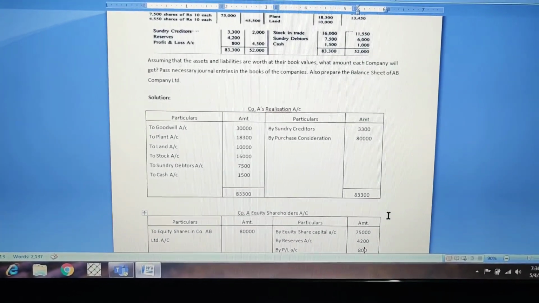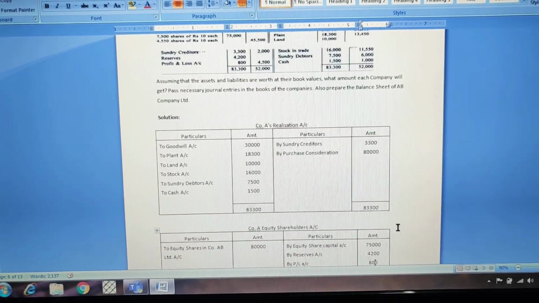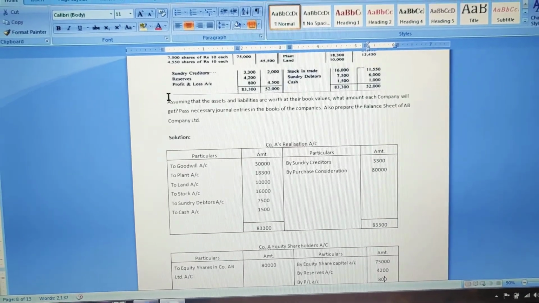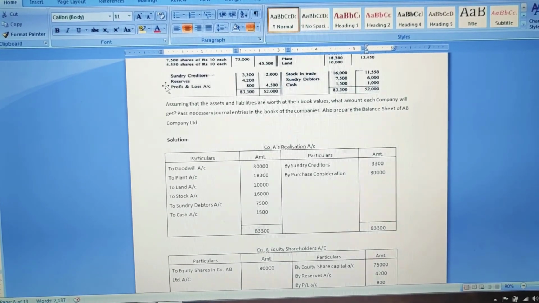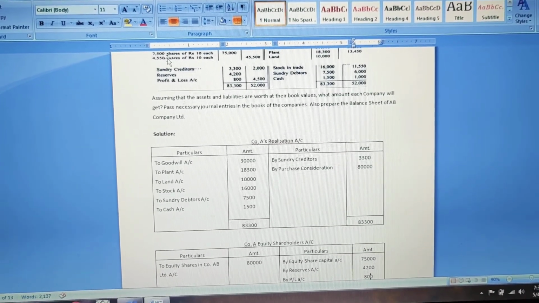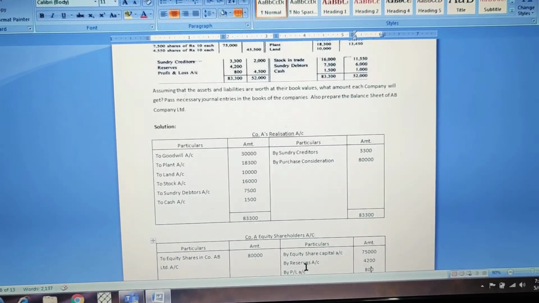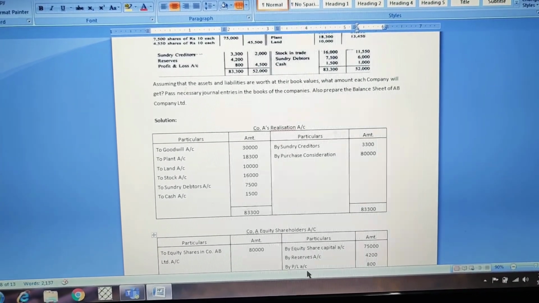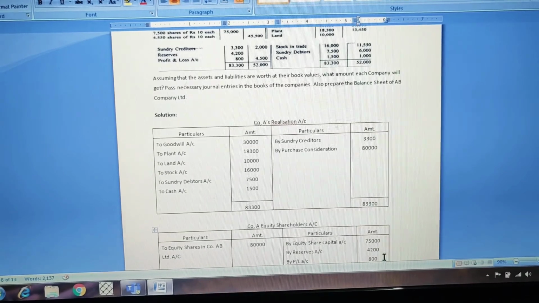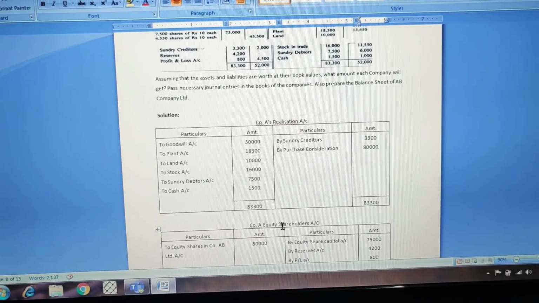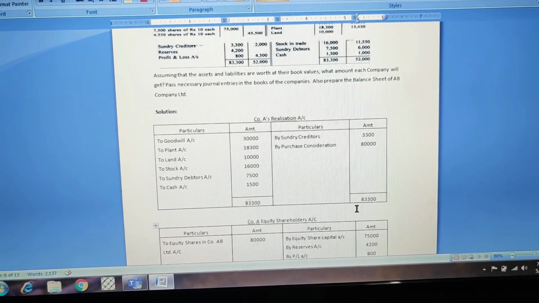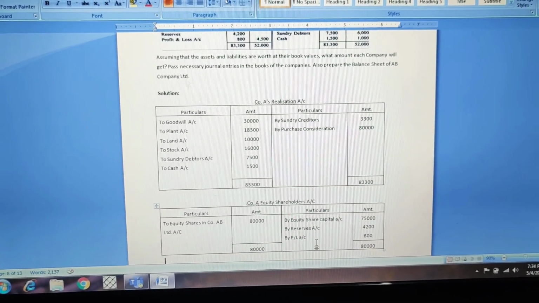So you will transfer this amount by equity share capital account 7,500, and I've already told you that reserves and profit and loss account are the reserves and the company's profits. So these relate to whom? They relate to the shareholders. So you have to pass them in the equity shareholders account. By reserves account, by P&L account 4,200 and 800, these will be credited in the equity shareholders account. They relate to them, so you will transfer these accounts in their ledger account.